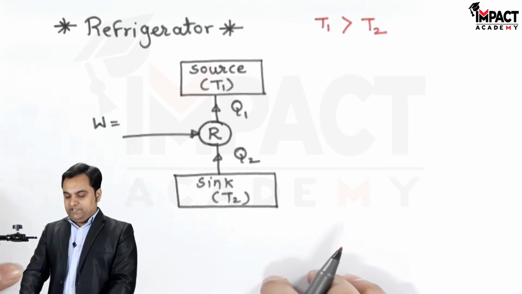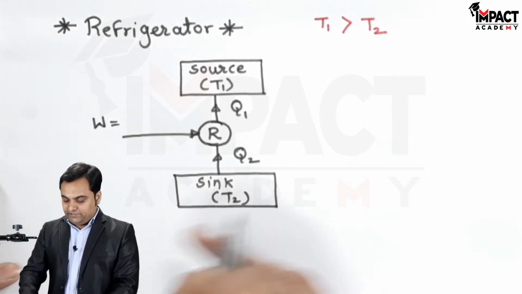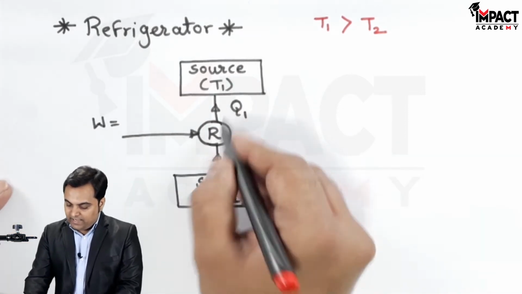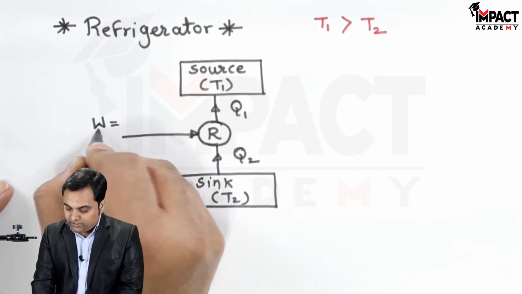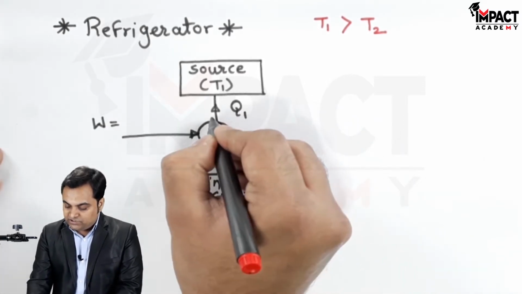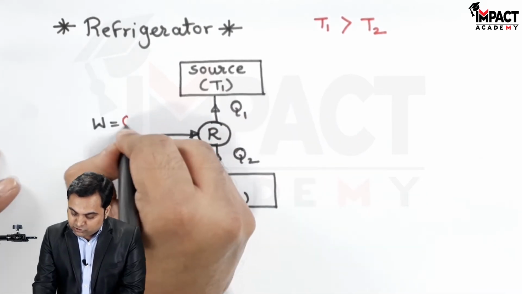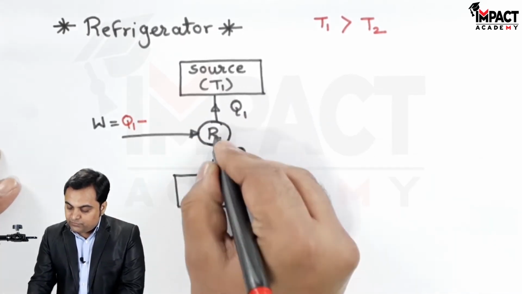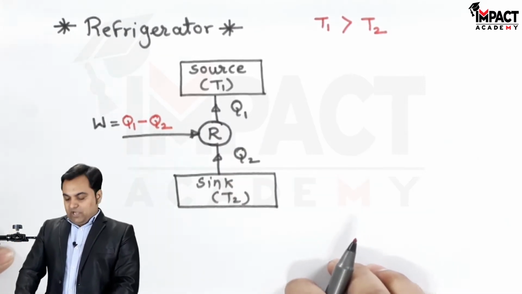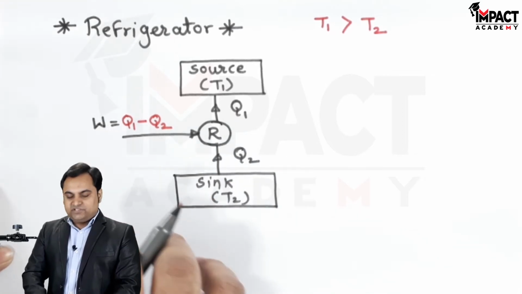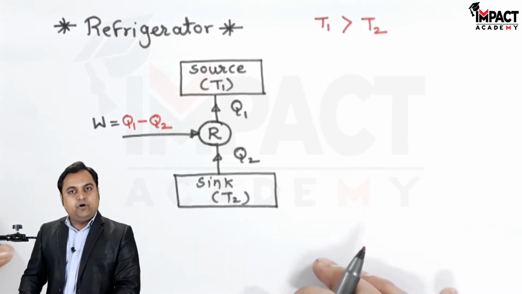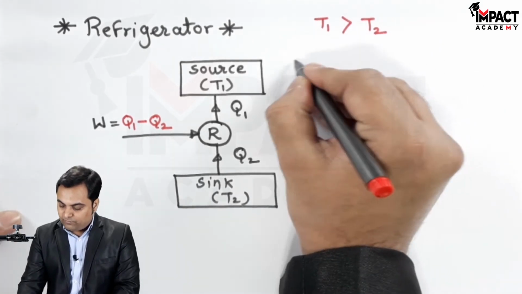So the refrigerator is extracting heat from the sink and delivering it to the source, and the work input is the difference between Q1 and Q2, that is, the heat which is rejected to the source, Q1, minus the heat which is absorbed by the refrigerator, Q2. Once we have understood the functioning of this refrigerator, it can also be said that it is an air conditioner also. I'll write the formula of COP, that is the coefficient of performance.